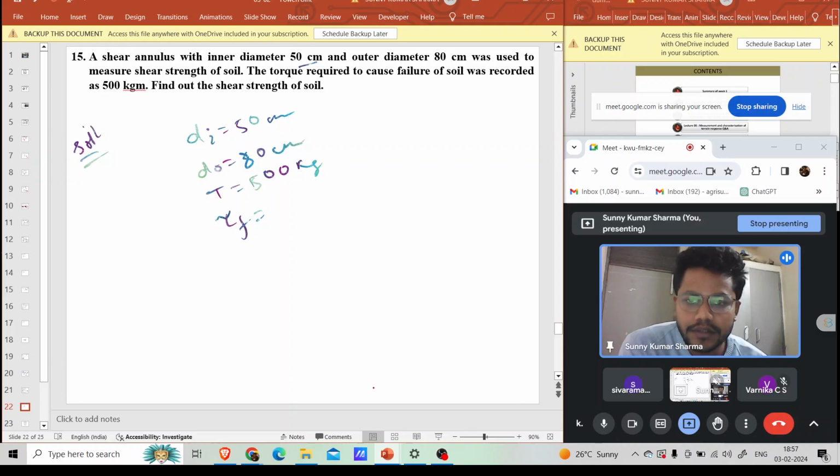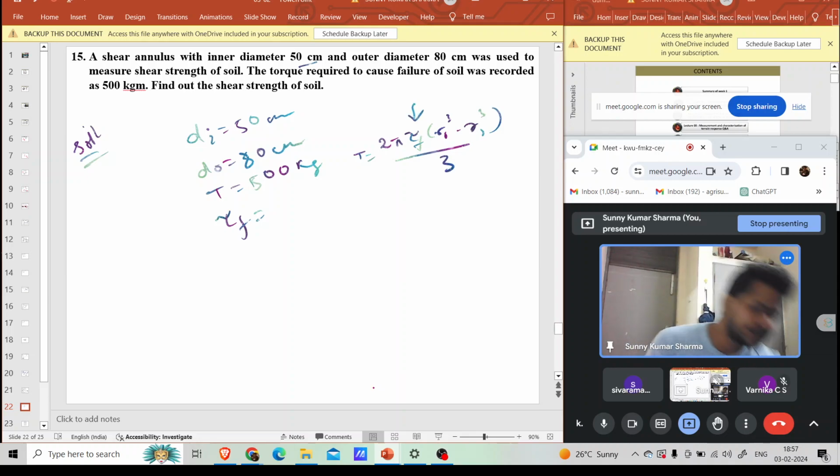So the formula you remember? T is equal to 2 pi tau F into (RO cube minus RI cube) by 3. You have to calculate this tau F. Do the calculation.